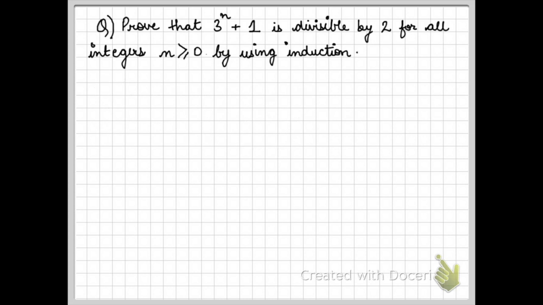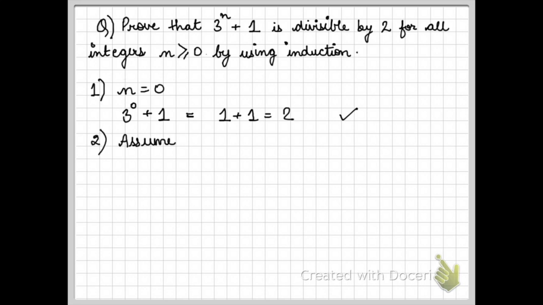So let's start with the first step here. Let's take our n to be 0, and then we have to prove it works for n equals 0. So I am just going to substitute 0 here and write that. That gives us 3 to the power of 0, 1 plus 1, which is 2. And we know that 2 is divisible by 2, so it works for n equals 0. Step number 2.